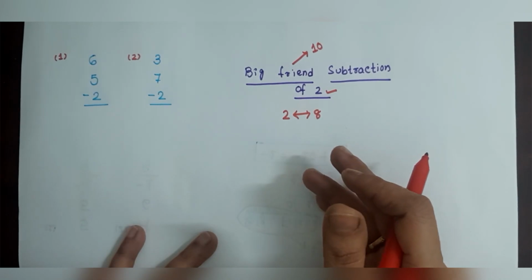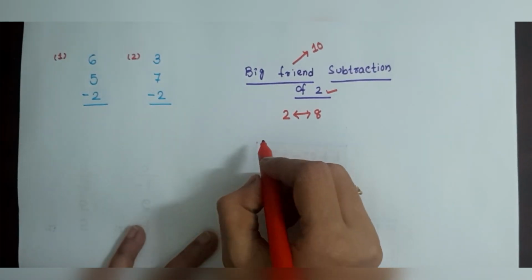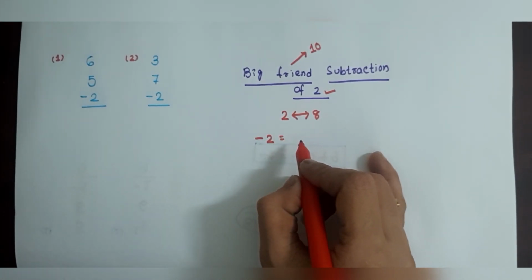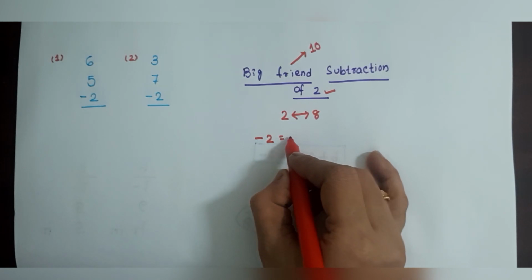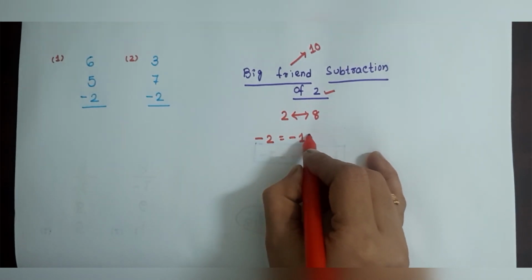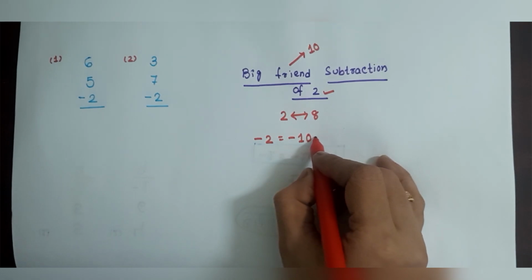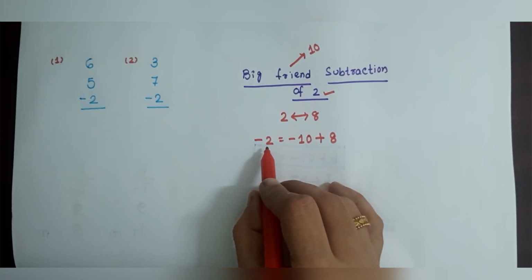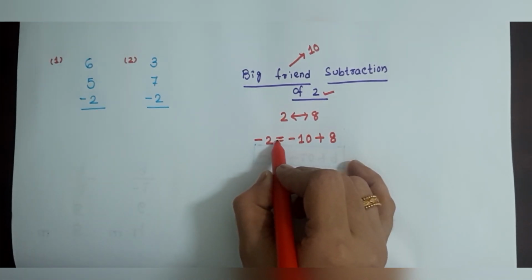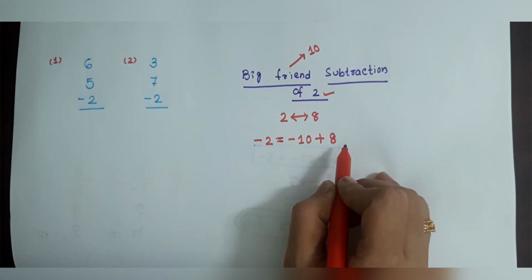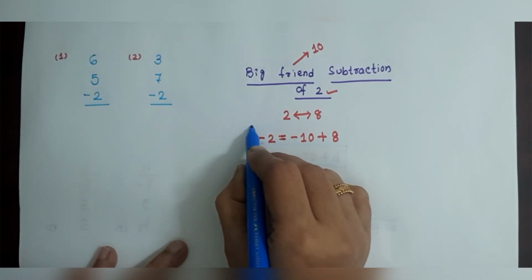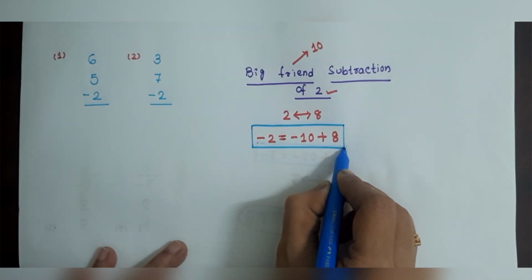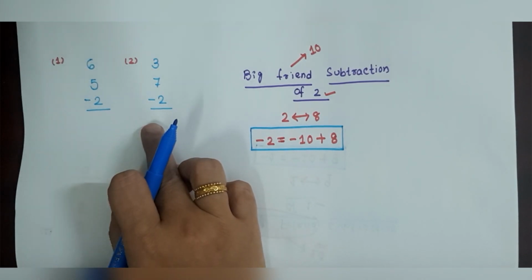Now I will write the formula for big friend subtraction of 2. So minus 2 is, first we have to subtract the base value of the big friend, which is 10. Then we have to add the big friend of 2, which is 8. So this is our formula. Minus 2 is equal to minus 10 plus 8. Now we will apply this formula in both these sums and find the answers.